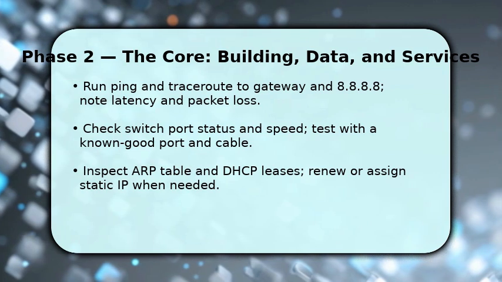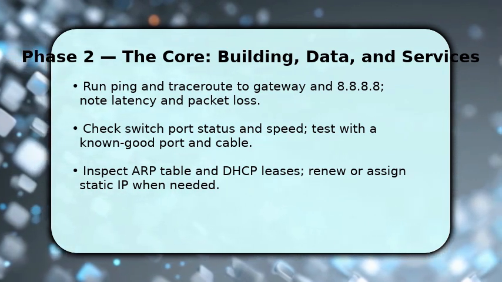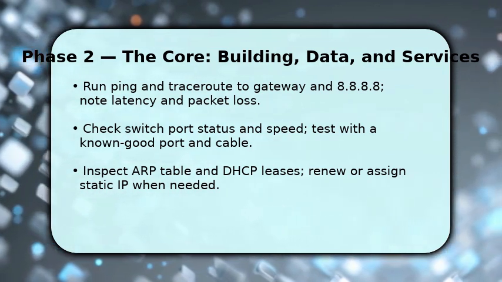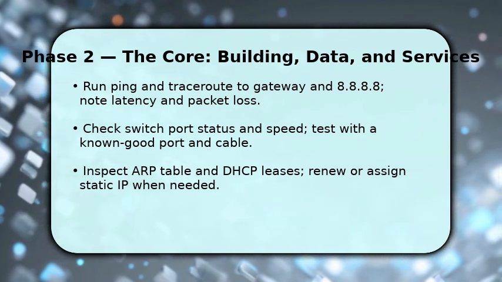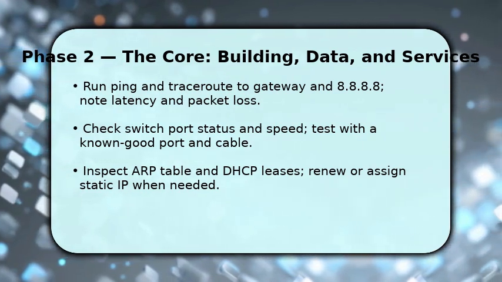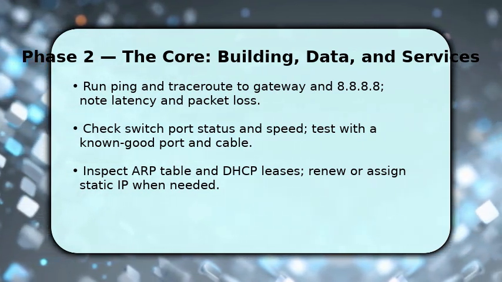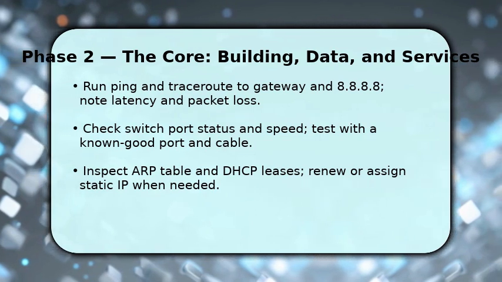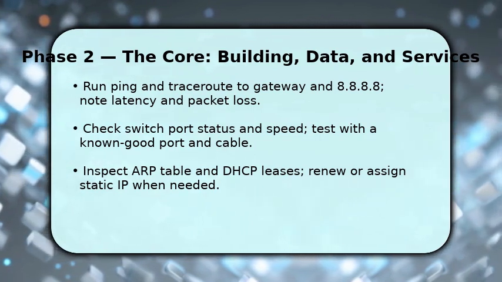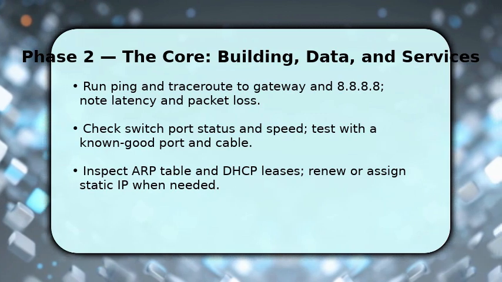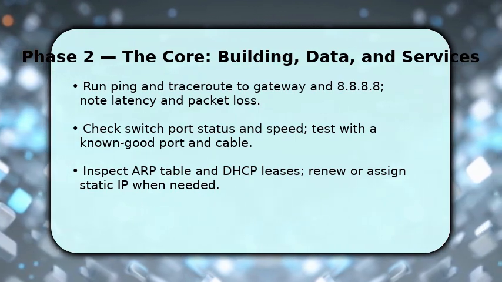Then check the switch port's negotiated speed and duplex. Mismatches break traffic, so test a known good port and cable. Inspect the ARP table and DHCP leases. If DHCP fails, assign a static IP temporarily. Once done, log interface counters and packet error stats for deeper analysis or vendor support.